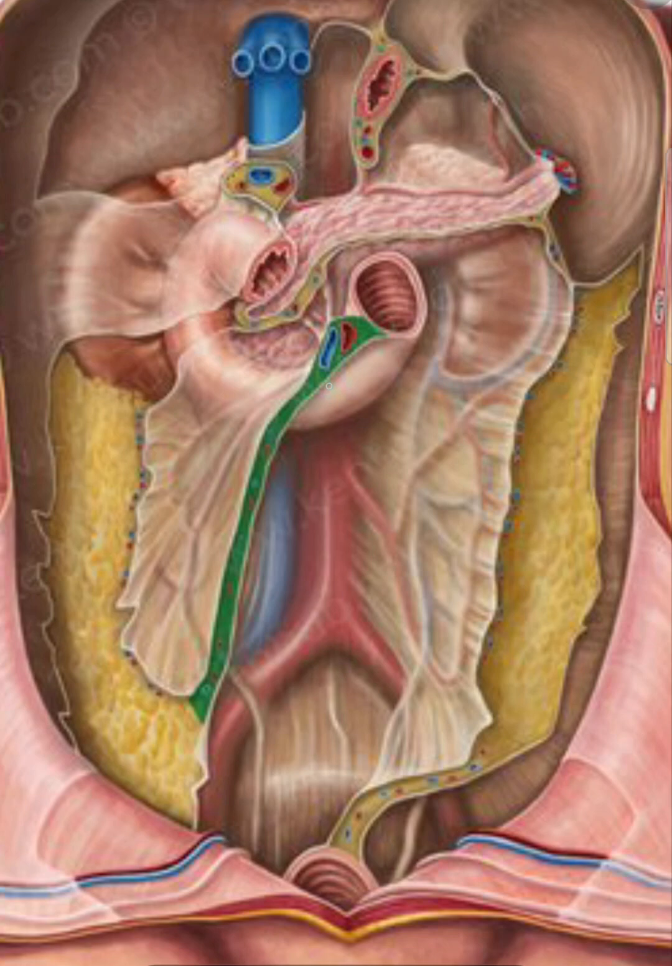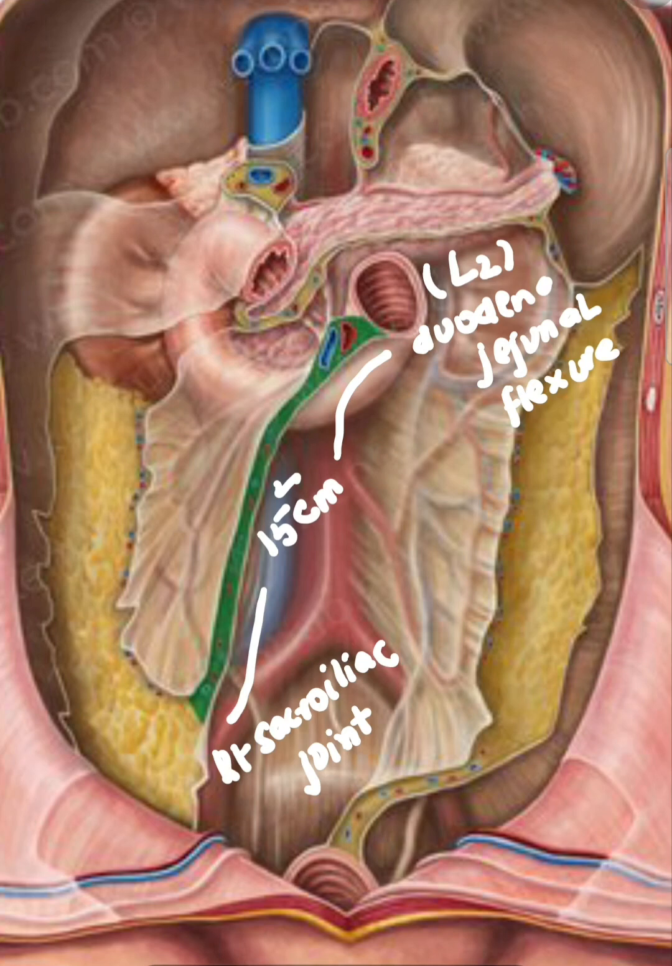Now let's talk about the attached border or the root of mesentery that you can see here in green color. The root of mesentery is 15 centimeters long, and it extends from the duodenojejunal flexure at the level of vertebra L2 to the right sacroiliac joint. So in the process, it crosses the following structures.